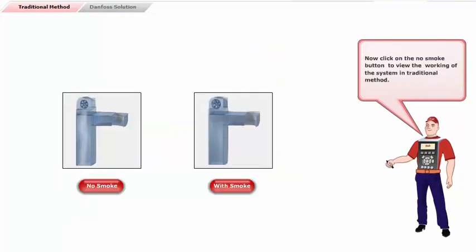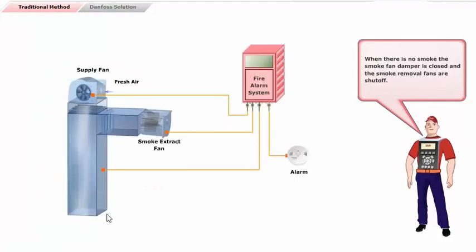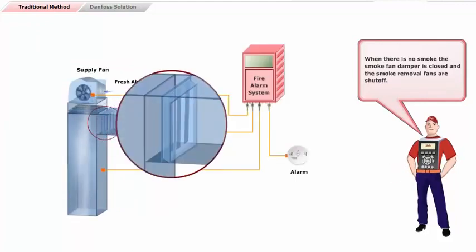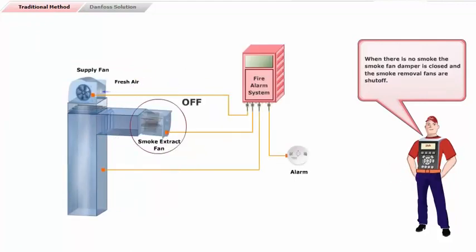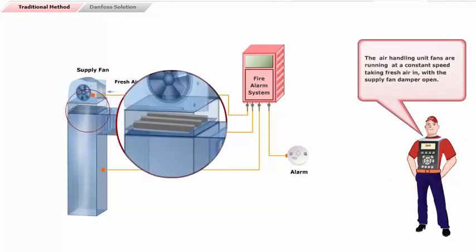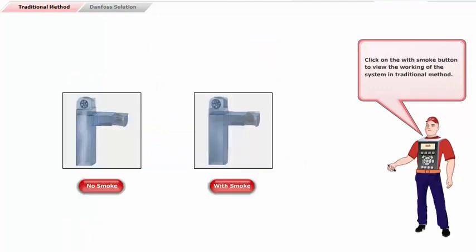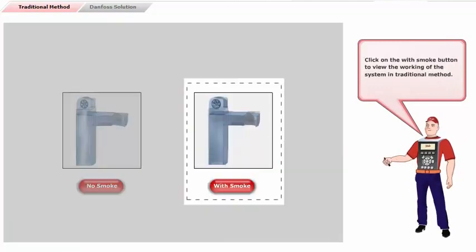Now, click on the No Smoke button to view the working of the system in the traditional method. When there is no smoke, the smoke fan damper is closed, and the smoke removal fans are shut off. The air handling unit fans are running at a constant speed, taking fresh air in, with the supply fan damper open. Click on the With Smoke button to view the working of the system in the traditional method.